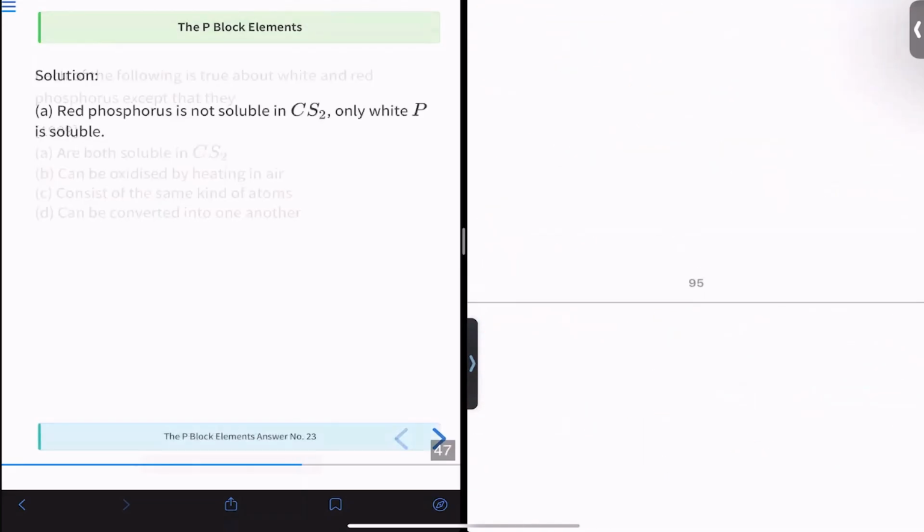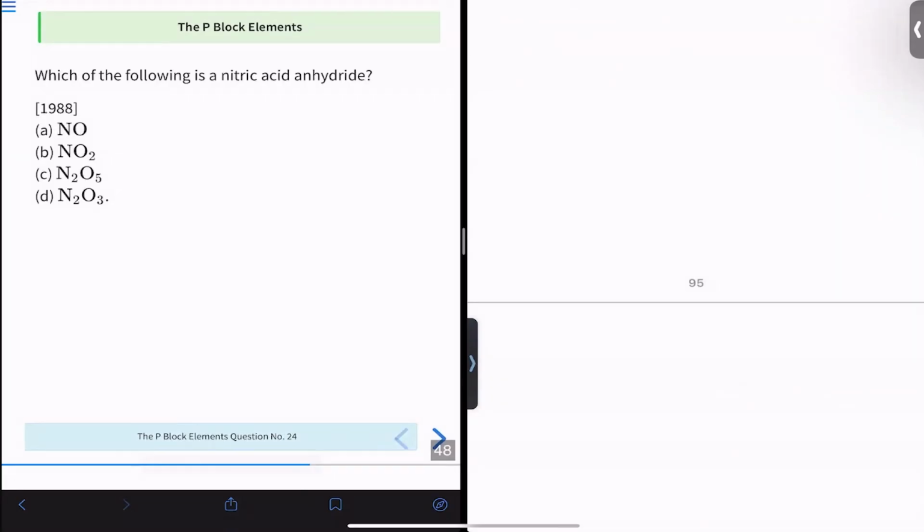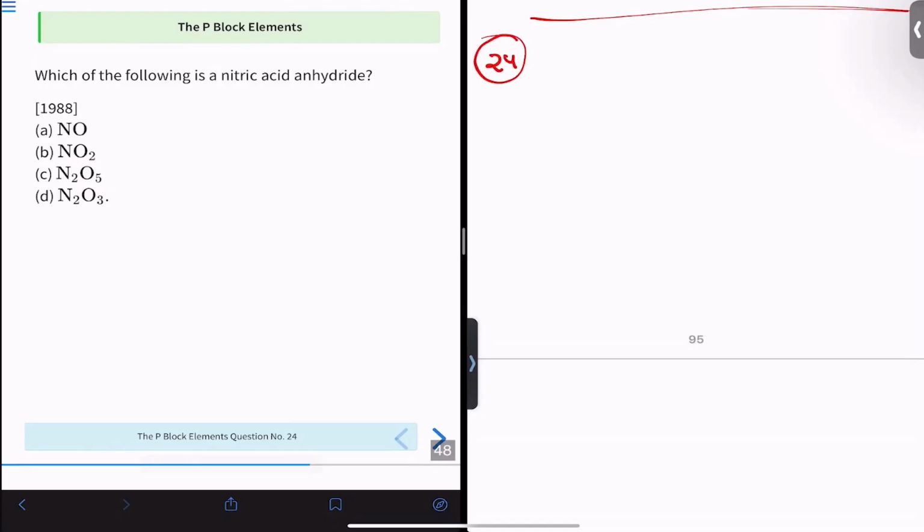So guys, with this, I'm moving on to today's next question. Question number 24 says, which one of the following is a nitric acid anhydride? What is nitric acid, guys? Nitric acid is HNO3. So, which one of the following is a nitric acid anhydride?